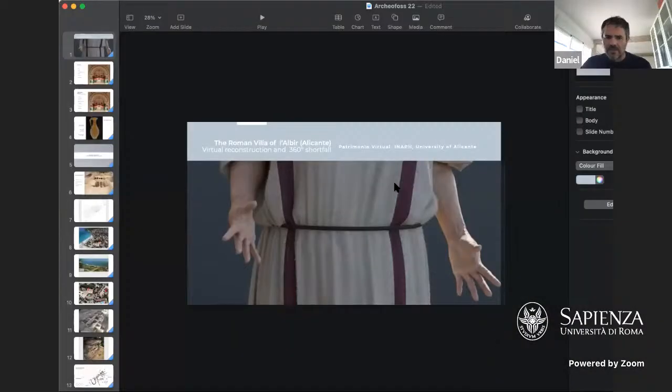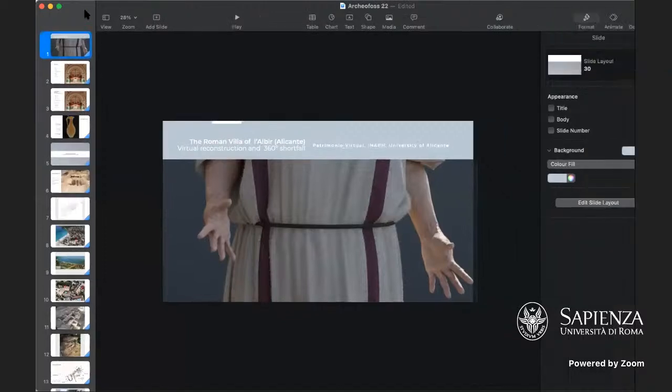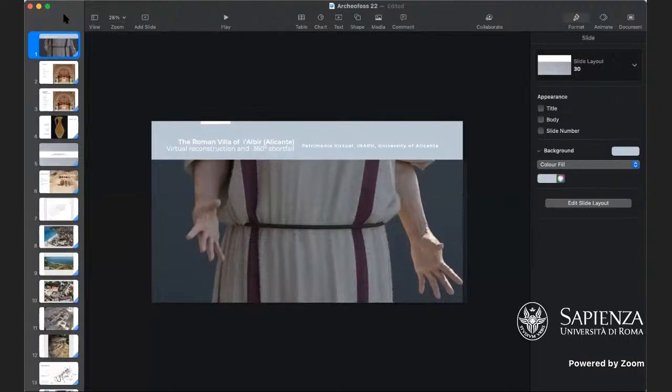Let me share my screen. Can you see my screen here now? Yes, we can. Okay. Yes.